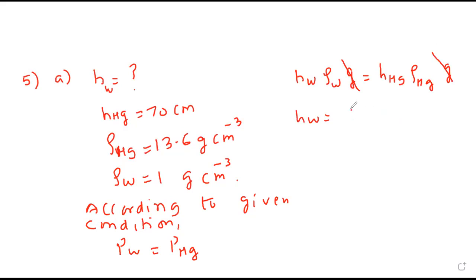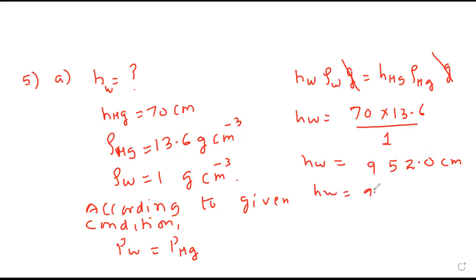The density of mercury, height 70, density 13.6 upon water 1. So height of water equals 7 into 6, 42, 7 into 3, 21 and 4, 25, 7 into 1, 7, so 2, 9. That means it is 952 in centimeter, which we can write as 9.52 meter.